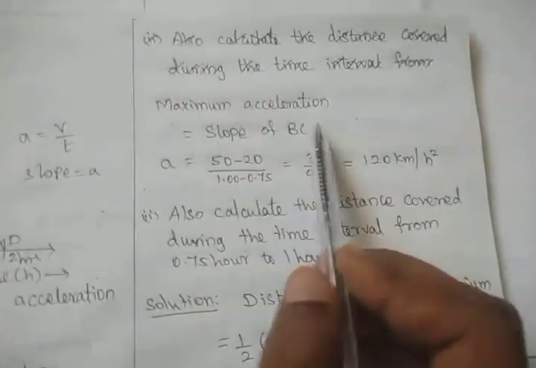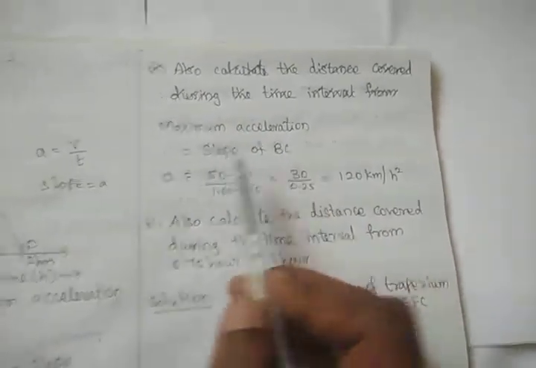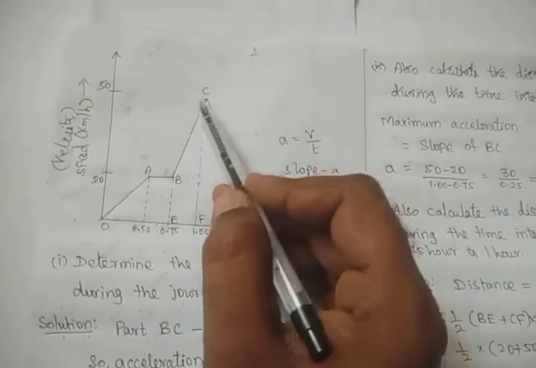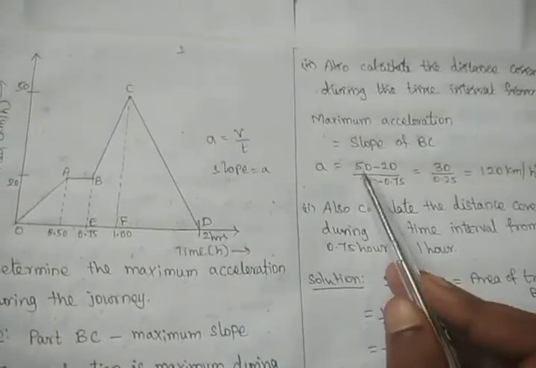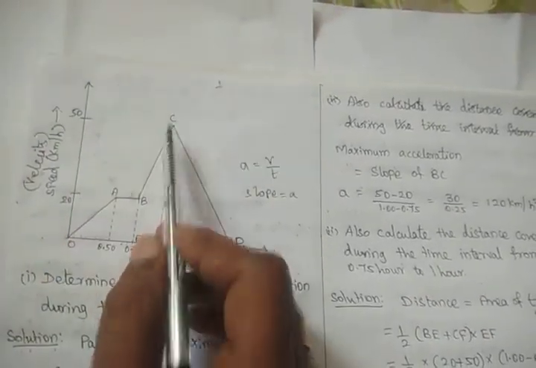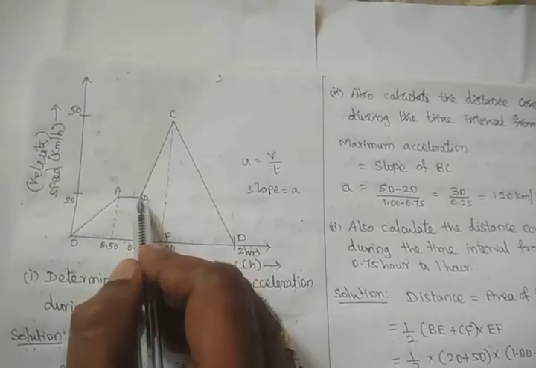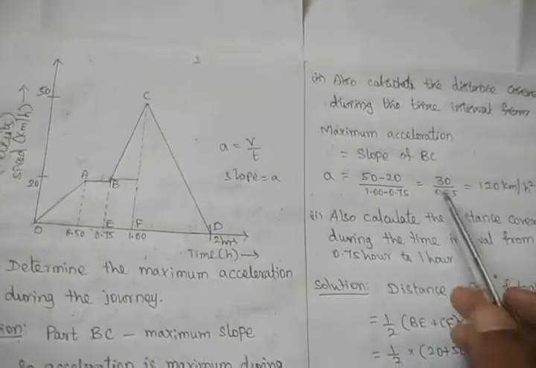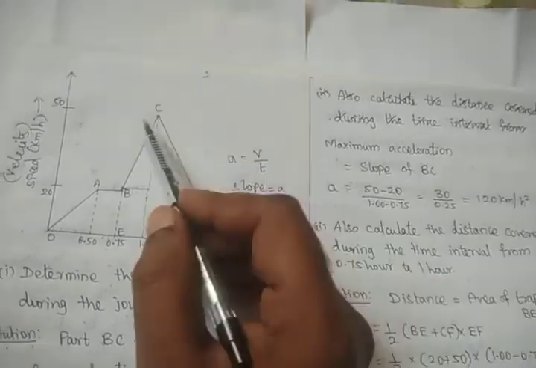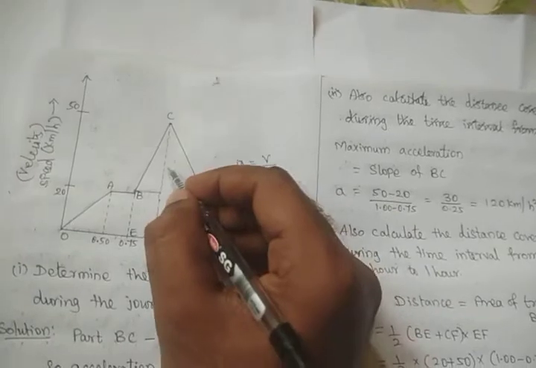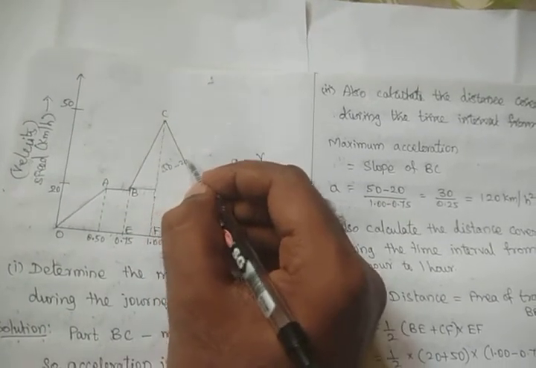So the maximum acceleration is equal to the slope of BC. So the slope of BC, this is BC. Slope of BC is change in y-axis over change in x-axis. So the y-axis is 50 minus 20. What is 50? The maximum height is 50. This is 20. The maximum point is 50 and the minimum point is 20. So this distance is 50 minus 20.